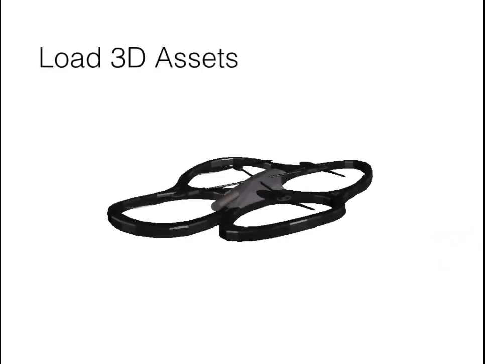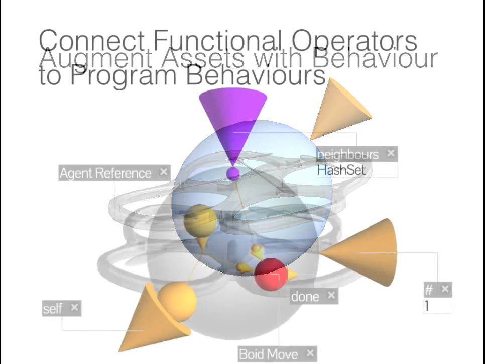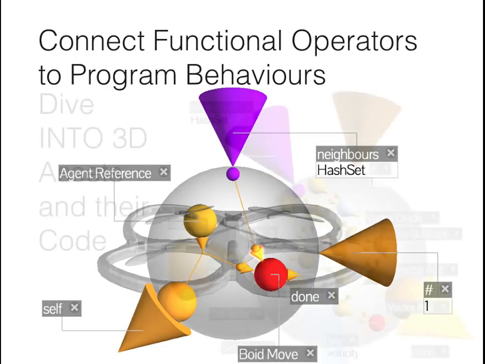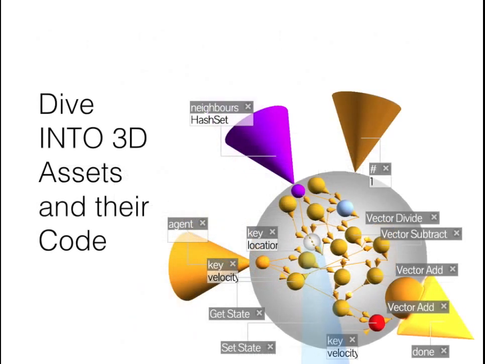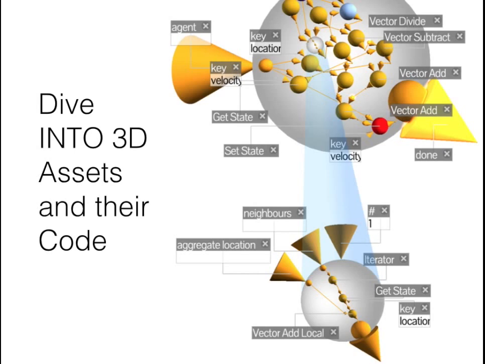It only takes us 4 steps to create such a model. First, we load a 3D asset of the object we want to program. Second, we augment the 3D asset with behavior. Third, we set up the behavior in accordance with our envisioned model. And fourth, while simulating, we can dive into the behaviors of all components and change them on the fly.